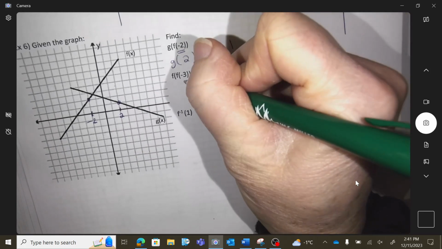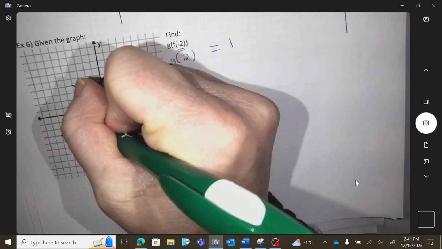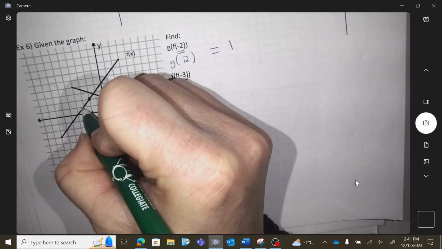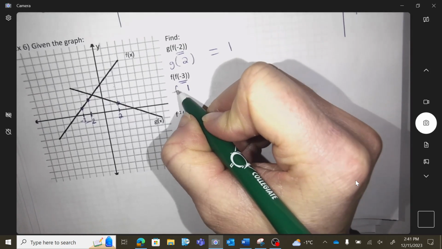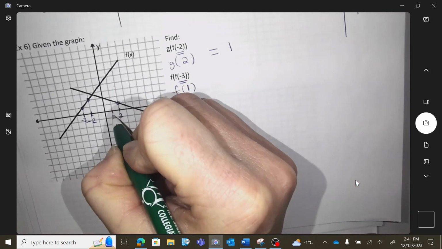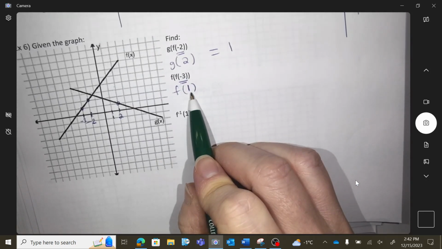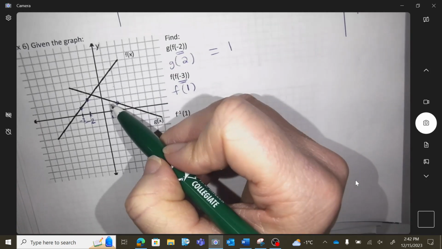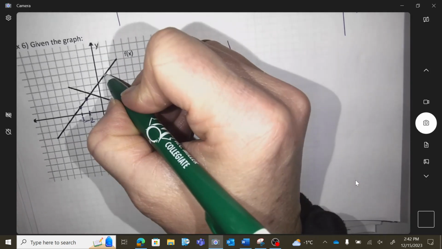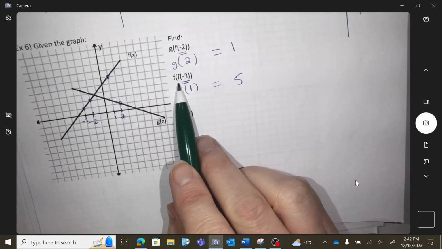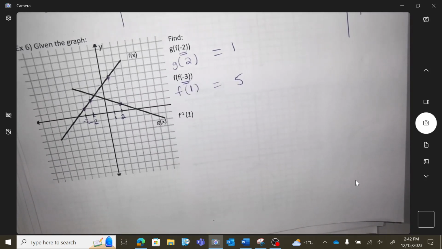Okay. F of negative 3, so go to a negative 3. What's the height of the f line? 1. So now I'm doing another f. So go to an x value of 1. What's the height of the f line? 5. This was like a double f one, right? You plugged in an f, you plugged in an f. So I'm not even looking at the g line once.